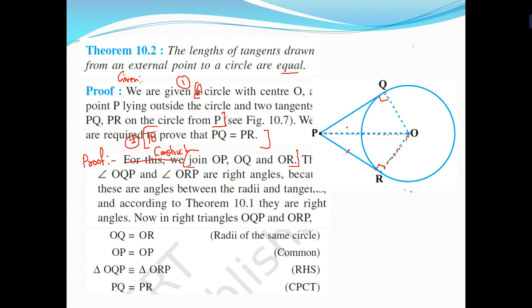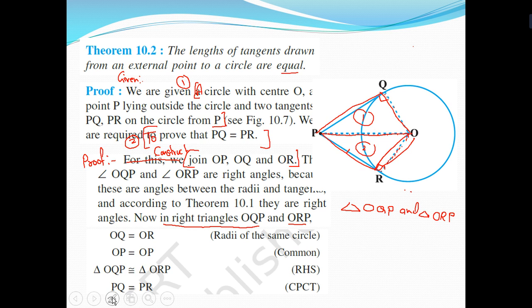So now we have to name two triangles. Two right angle triangles are there: triangle OQP and triangle ORP. If you see properly, we have constructed two triangles. So now two triangles are there: that is triangle 1, that is triangle 2.